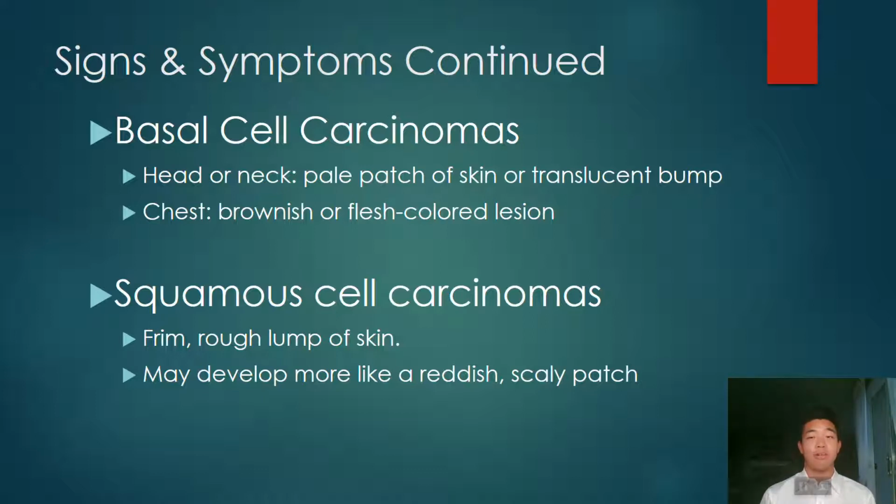So squamous cell carcinoma, on the other hand, may also develop as a lump on the skin, but these lumps are much more firm and typically more rough on the surface than basal cell carcinomas. If a lump doesn't form, the cancer may develop a more reddish, scaly patch. Unlike a skin rash that goes away with time, these rough, scaly, lesion-like patches continue to develop slowly. This type of skin cancer is typically found on the head, neck, hands, or arms, but it can also develop in other areas as well.